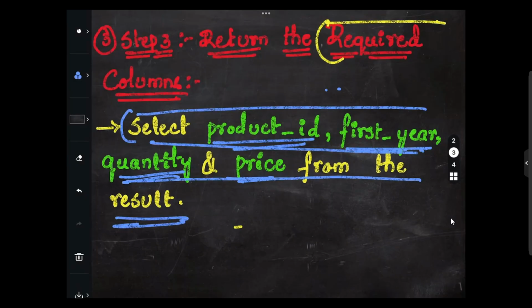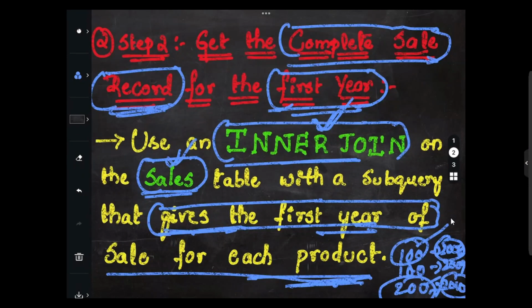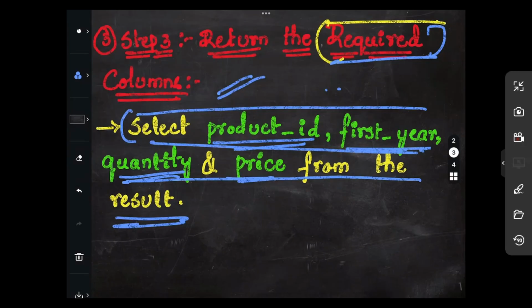So this is the approach that we will be going with. First thing here is identify the first sale year for each product. Second thing here is we will get the complete sale record for the first year, and the third thing here is we will return the required columns. So this is the approach that we'll be going with. Now, as we know the approach, it will be easier to write the query. So now let's start writing the query.